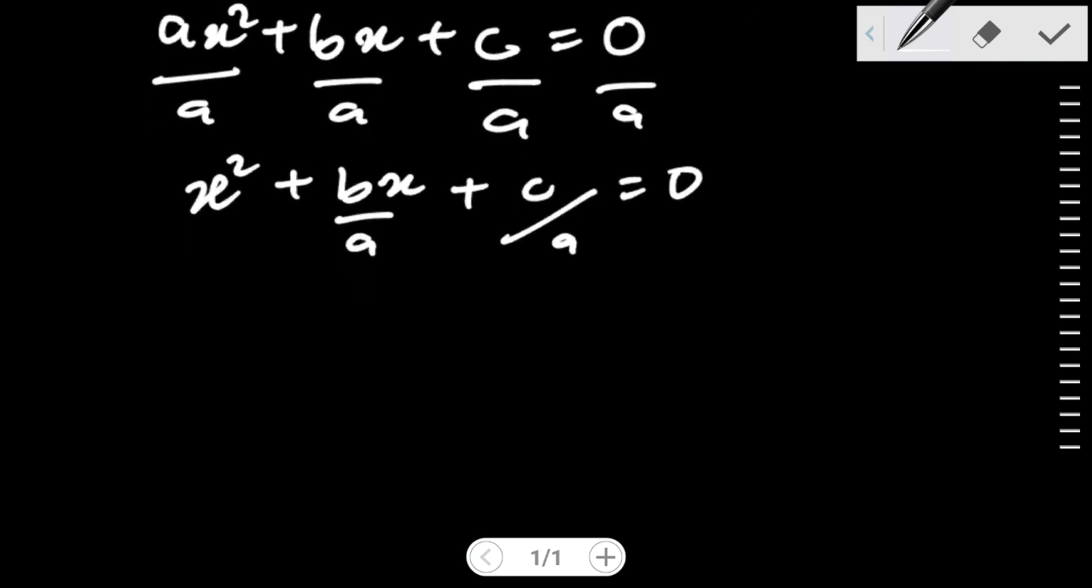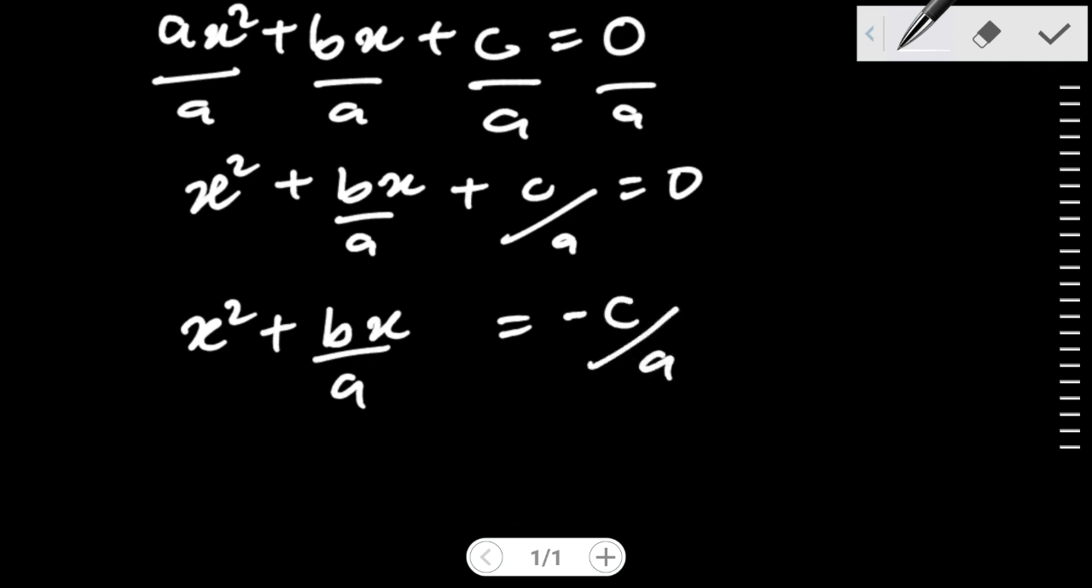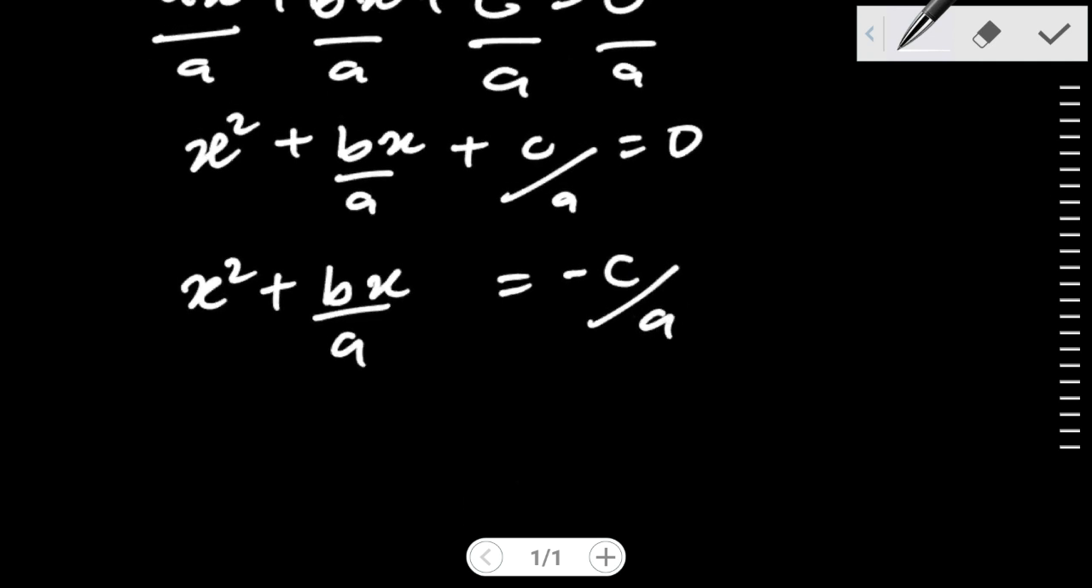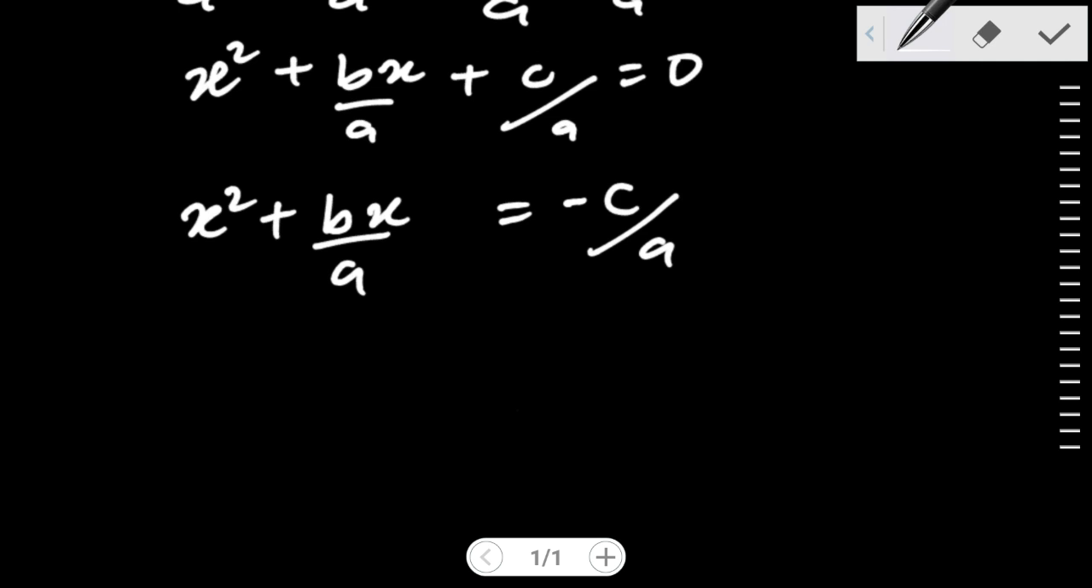So having done that, now I take the c all over a beyond the equal sign. Therefore, x squared plus bx all over a would be equal to negative c all over a. So having done so, the next thing is to make the left hand side a perfect square.